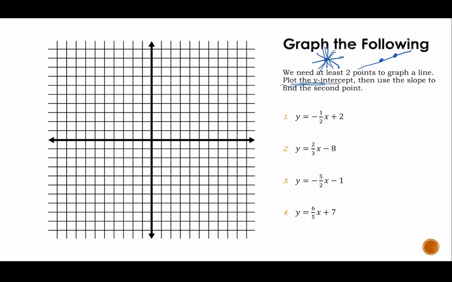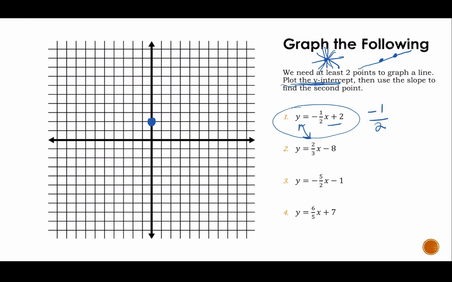The first point is always the y-intercept. Why? It's given to you, right? So for example, this first problem, I have y equals -1/2 x plus 2. So I know my y-intercept is a positive 2. I'm going to go ahead and plot that point. Next, I see it's a -1/2. So I know that this graph is going to look like it's going downhill. It's important to practice visualizing what your graphs look like.